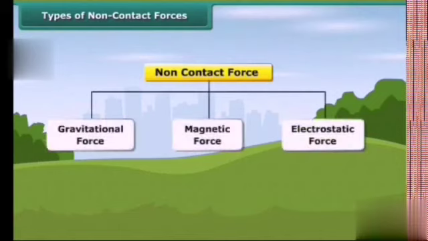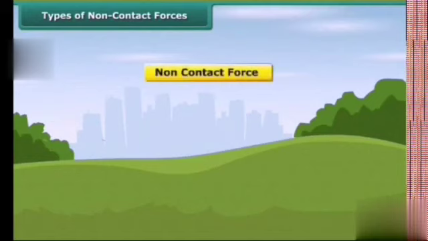Let's conclude today's topic, non-contact forces. The force that comes into play without the contact between two objects is known as non-contact force. The three different kinds of non-contact forces are gravitational force, magnetic force, and electrostatic force. First one is gravitational force. Every object in the universe, whether small or large, exerts a force on every other object. This force is known as the gravitational force.